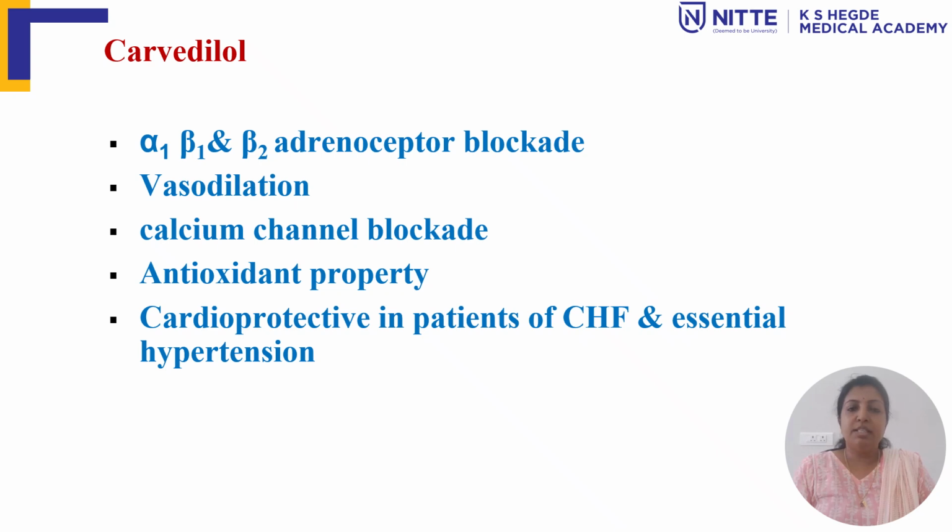Next beta blocker with additional action is carvedilol. Again, they have alpha blocking property also. So they can block the alpha 1 receptor, beta 1 receptor, and beta 2 receptor. They can produce vasodilation by blocking the alpha receptors and also by calcium channel blockade. They also have additional antioxidant property and are considered to be cardioprotective in patients with congestive heart failure and essential hypertension.